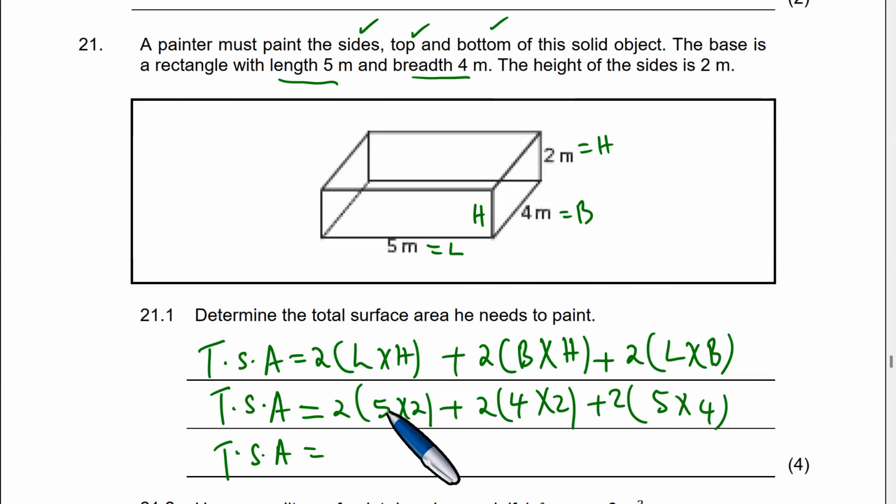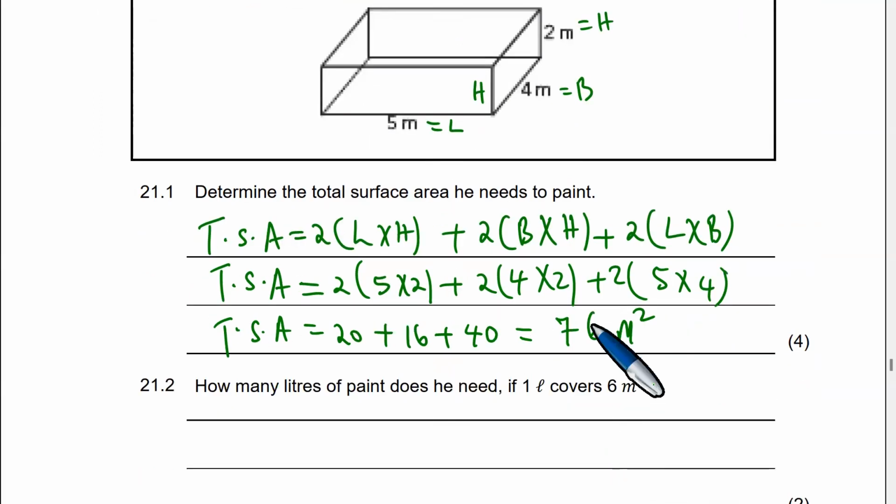Okay, let's start with this. What is 5 times 2? It's 10, by 2 is 20. Plus 4 by 2 is 8, by 2 is 16. Plus 5 by 4 is 20, by 2 is 40. So what is this? This is 60, and then 76. So it's 76 square meters. That is the total surface area.